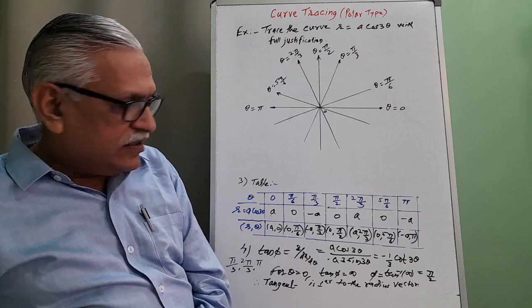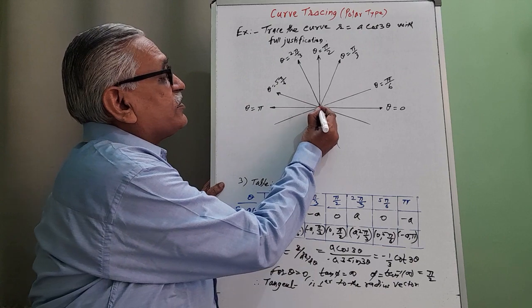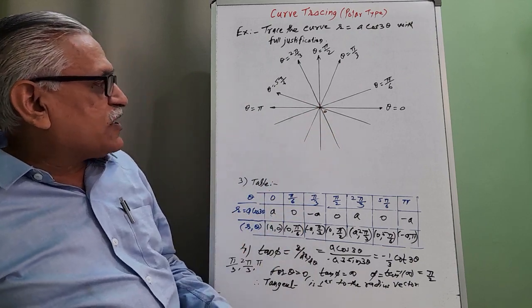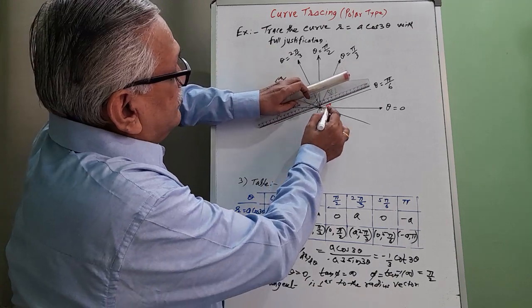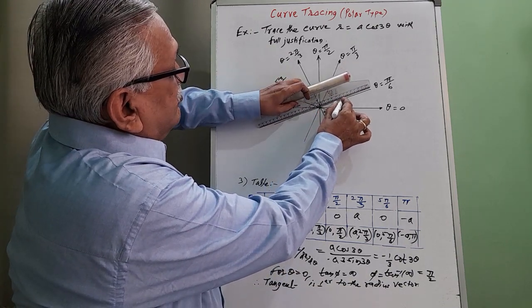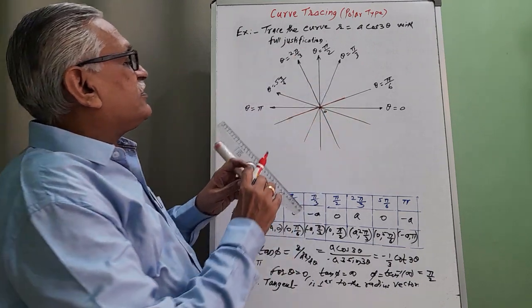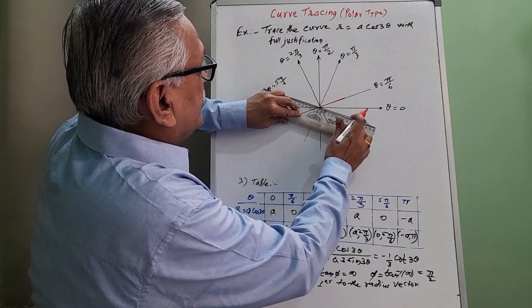In the first step, draw the tangent at the pole. Pole means origin. This one is the pole. The tangents are theta equal to plus pi by 6 and theta equal to minus pi by 6. And another tangent is theta equal to minus pi by 6, means 5 pi by 6.